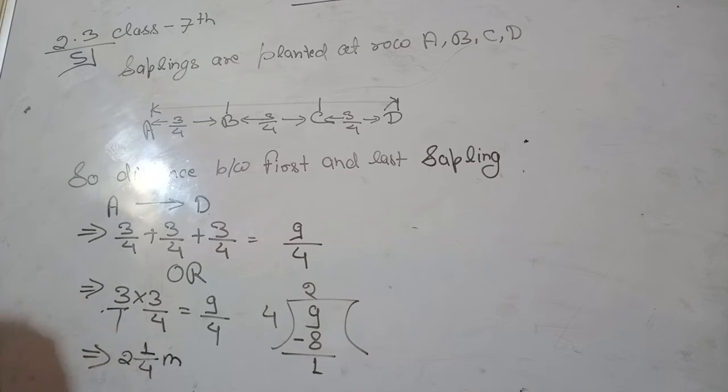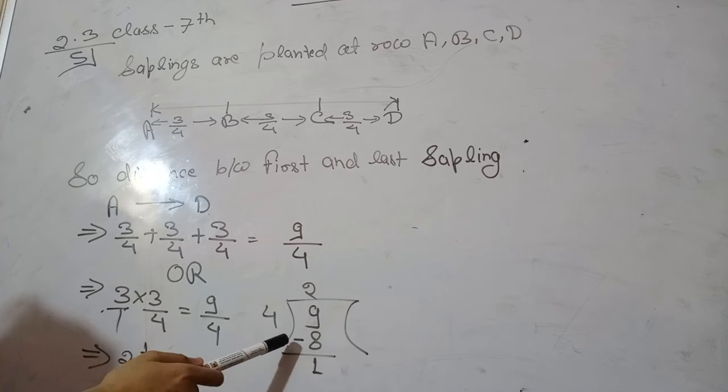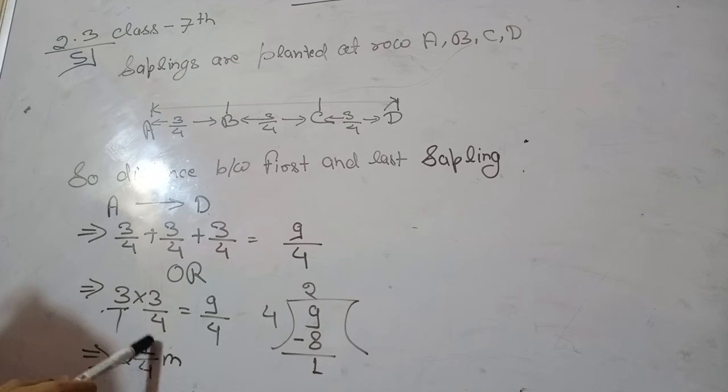And if you want to convert the fraction into a mixed fraction, what do you have to do? You have to divide 9 by 4. 4 2s are 8. After subtraction, what remainder is left? The remainder is 1. So here we write the divisor, here the quotient and here the remainder. So 4 2s are 8, 8 plus 1 is 9, 9 by 4. So what is the distance between the first and last sapling? Either you can write 9 by 4 or you can write the mixed fraction 2 1 by 4 meter.